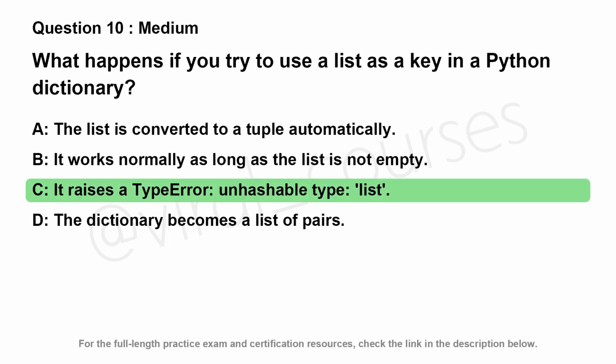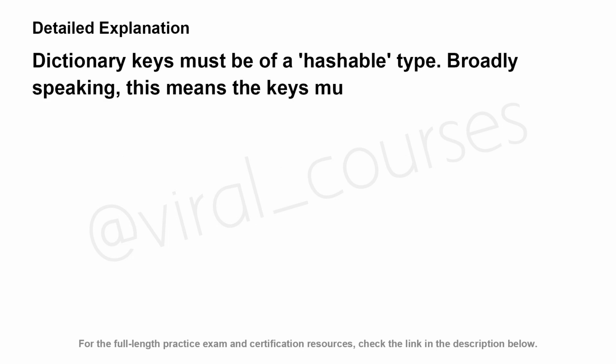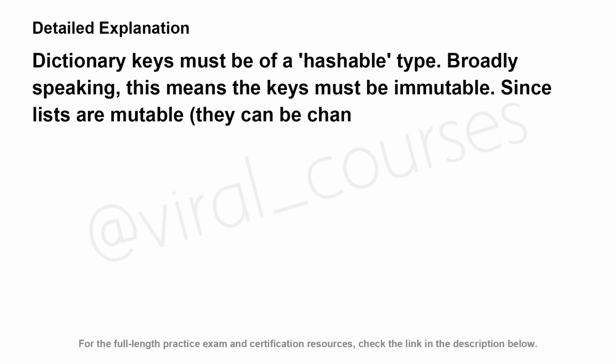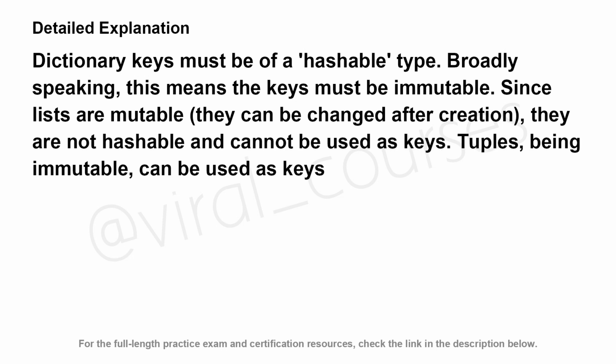The correct answer is C. Dictionary keys must be of a hashable type. Broadly speaking, this means the keys must be immutable. Since lists are mutable, they can be changed after creation. They are not hashable and cannot be used as keys. Tuples, being immutable, can be used as keys if all their elements are also hashable.